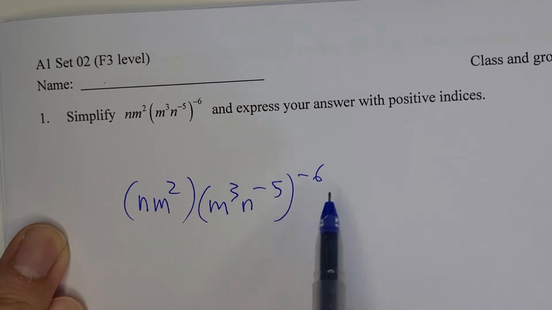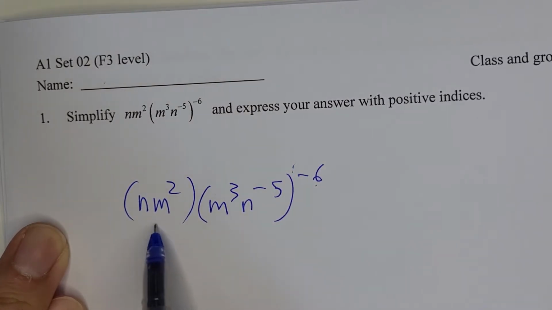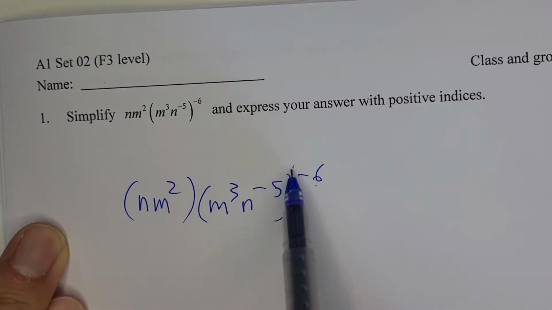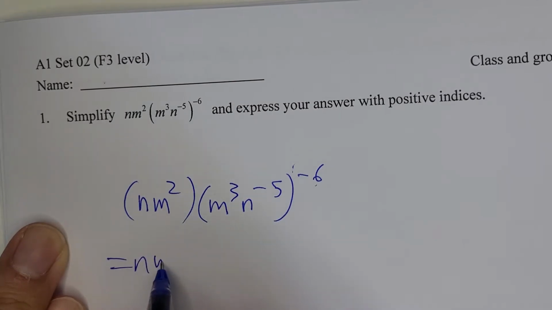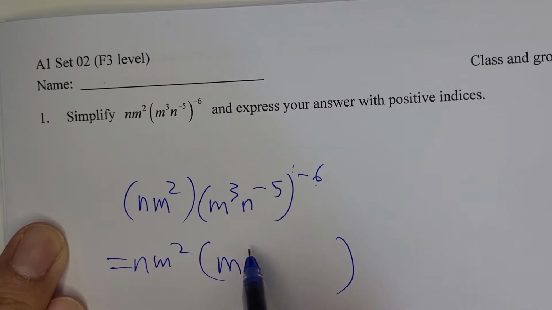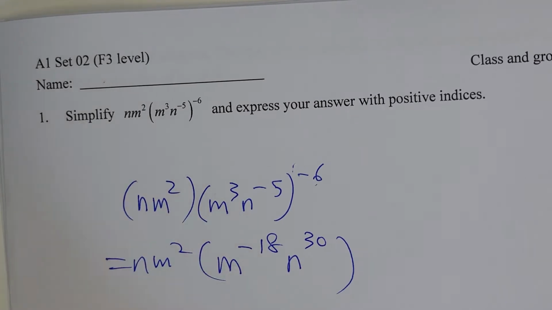Many of you made a mistake, that is, multiplying this negative 6 in front of these two. Actually, it is no need. It just needs to multiply to the bracket next to it. So m squared just remains, and then here that is m to the power negative 18 n to the power positive 30. That finished the first step.